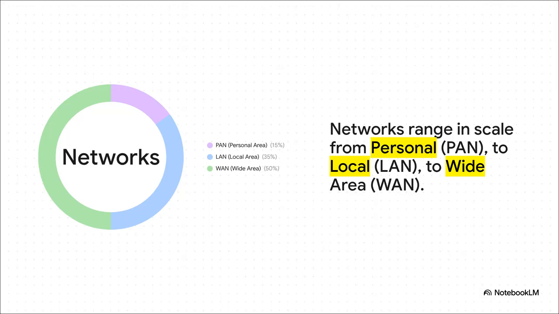The smallest is a PAN, or personal area network. That's just for your own stuff, like your phone talking to your smartwatch. A step up is the LAN, a local area network, which might connect all the computers in your school or an office building. And the biggest is a WAN, or wide area network, connecting computers across cities and countries. The internet itself, that's the ultimate WAN.